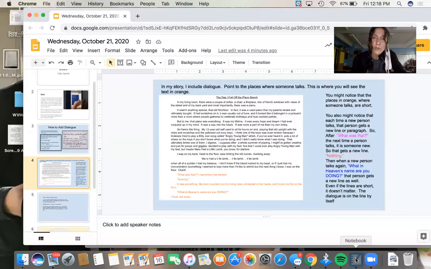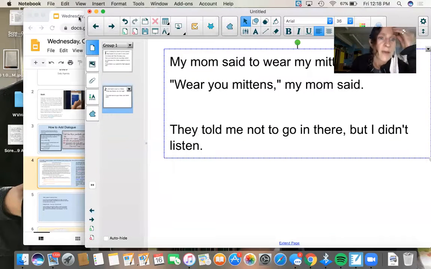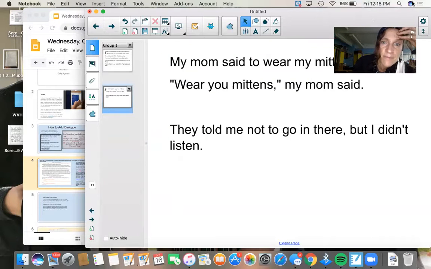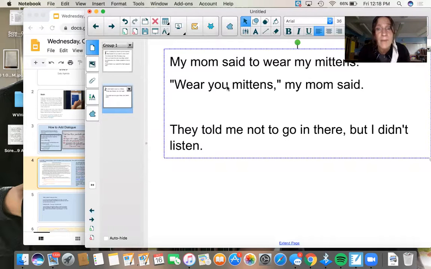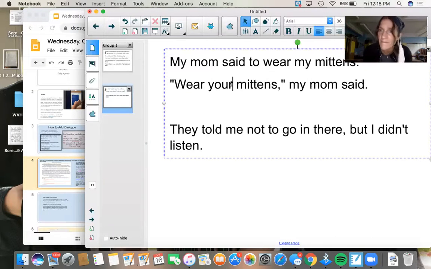I wanted to also share with you a very quick little activity. So my mom said to wear my mittens. Another thing that I noticed that you're doing is that there's opportunities for dialogue in there, but you're just telling us about the dialogue. So my mom said to wear my mittens is not a conversation. That's you telling me that your mom said something. Instead, take that line out and write, "Wear your mittens," my mom said. You see? My mom said to wear my mittens. Instead, write, "Wear your mittens," my mom said.